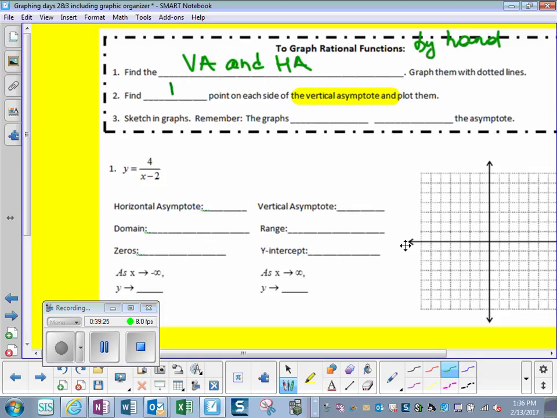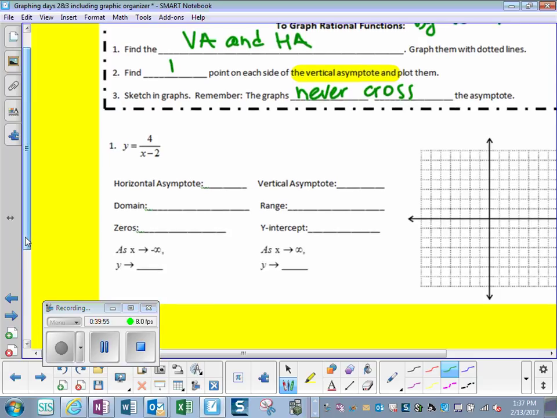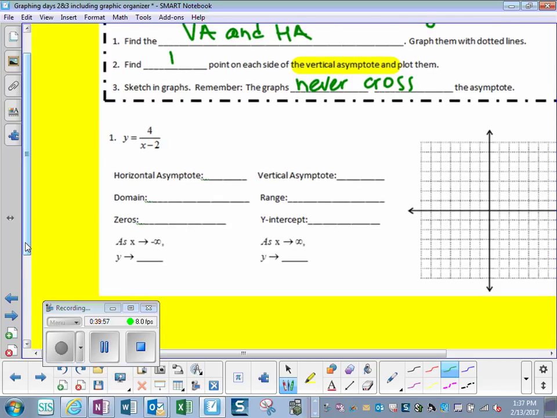And then sketch the graph, remembering the basic shape. And you remember the graph never crosses the asymptote. So figure out what the asymptotes are. Graph them with dotted lines. Plot one point on each side of the vertical asymptote to know where you are, and then sketch the graph. Just remember the basic shape and remember that we never cross asymptotes.